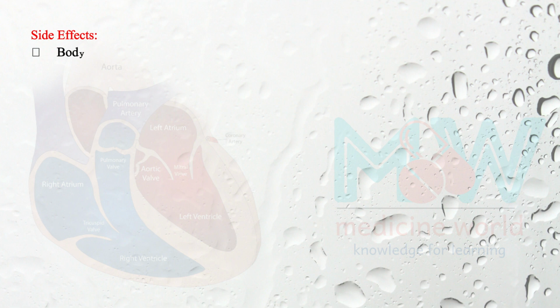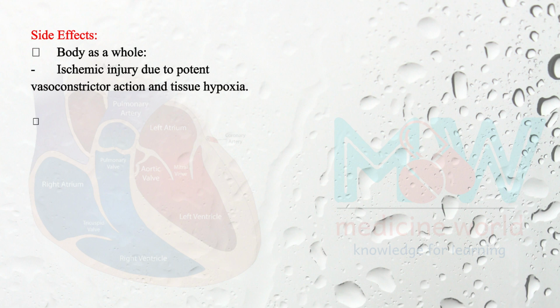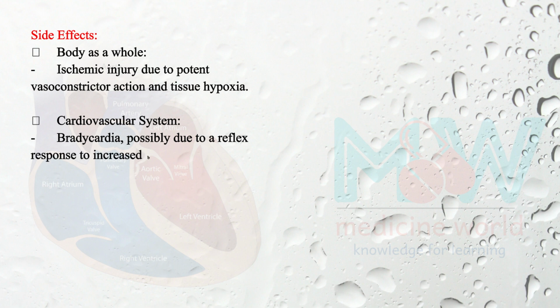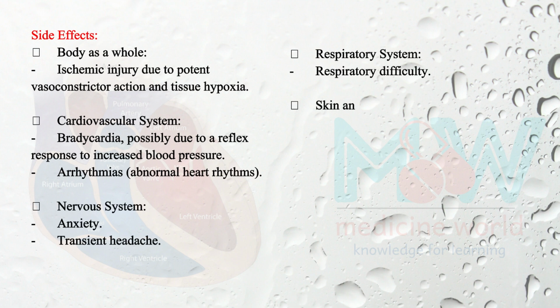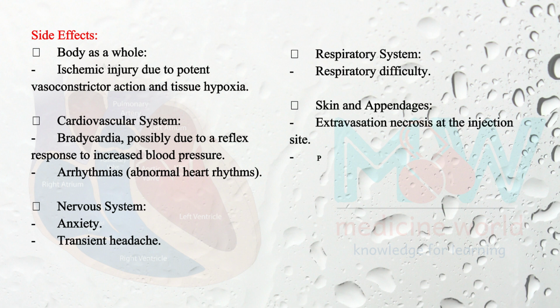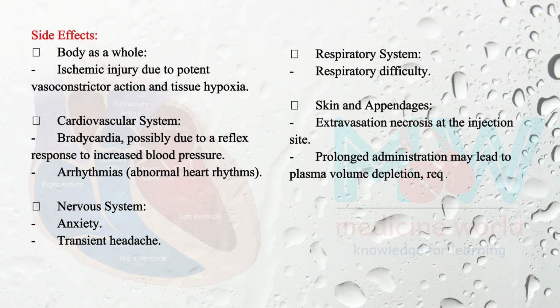Side effects. Body as a whole: ischemic injury due to potent vasoconstrictor action and tissue hypoxia. Cardiovascular system: bradycardia, possibly due to a reflex response to increased blood pressure; arrhythmias. Nervous system: anxiety, transient headache. Respiratory system: respiratory difficulty. Skin and appendages: extravasation necrosis at the injection site. Prolonged administration may lead to plasma volume depletion, requiring fluid and electrolyte replacement therapy.